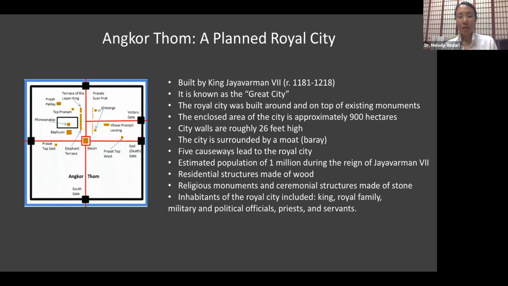Just as an aside, what I try to remind my students of is that for much of history in Southeast Asia, residential structures were made out of wood, even for those of elites and the royal family. And that's because the weather in Southeast Asia is very humid. It can be very hot and muggy. So wood really provides for breathability, right? It's also a material that is readily available in this part of the world.